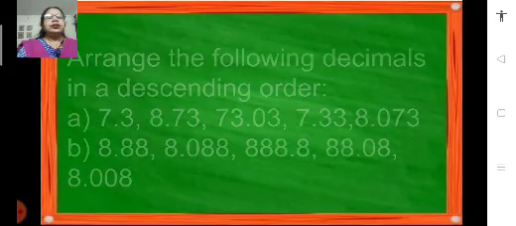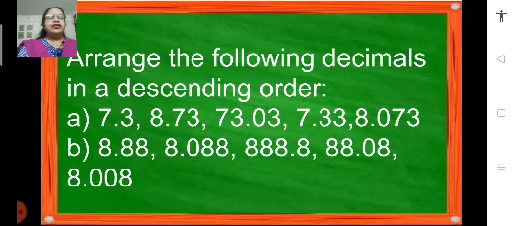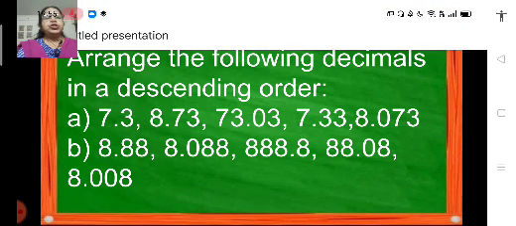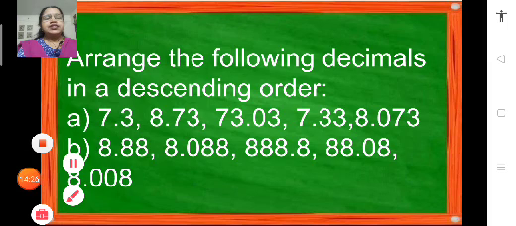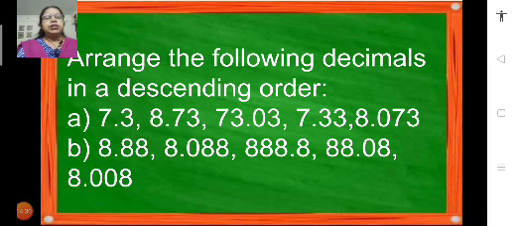Next, arrange the following decimals in descending order. Descending order means from greatest to smallest, isn't it? So this problem you have to solve as homework, as a practice sum, and you have to arrange these decimal numbers in descending order. That means from highest to lowest.